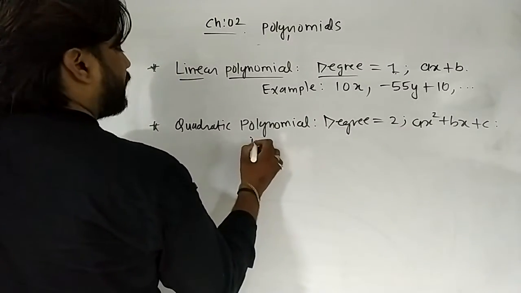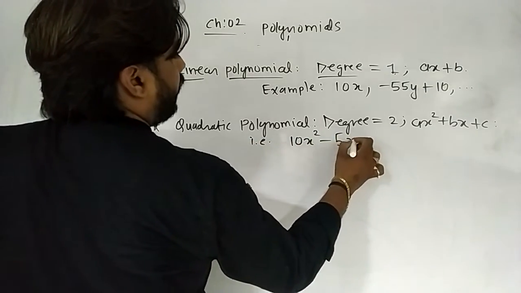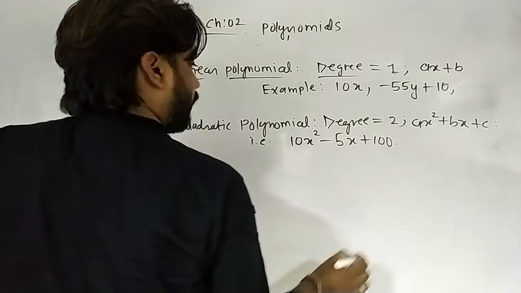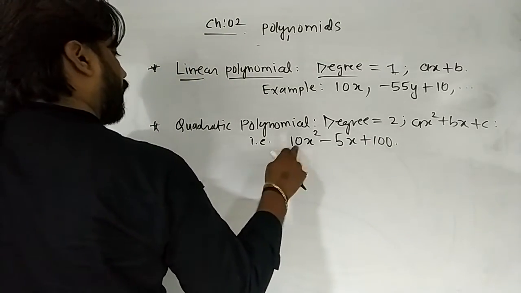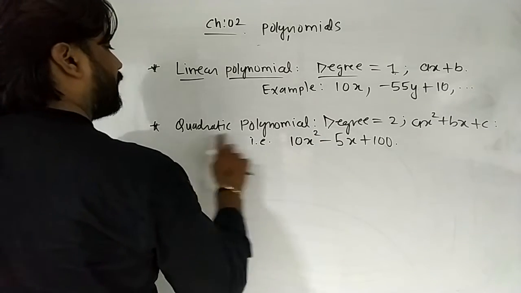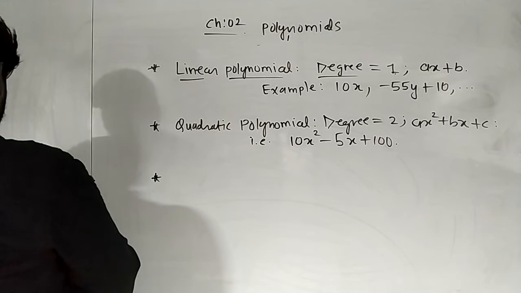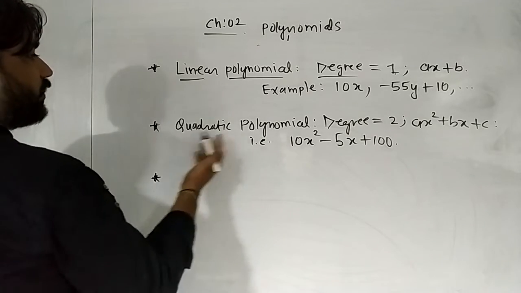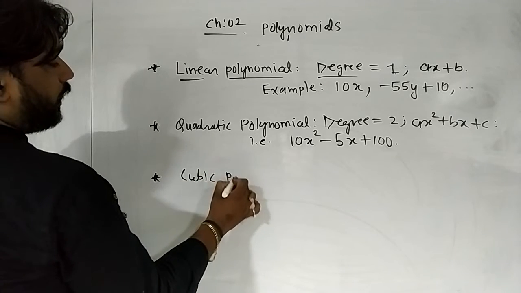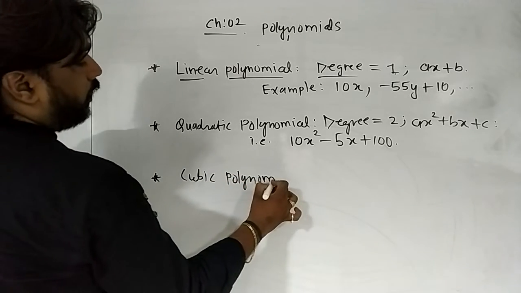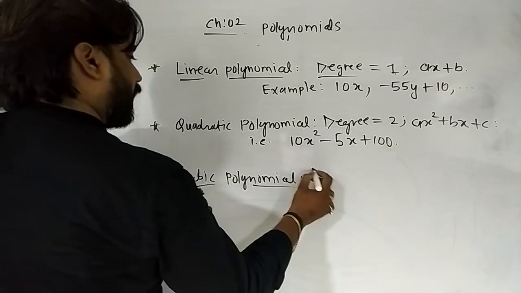Let me take one of the examples: 10x square minus 5x plus 100. You can see that in this polynomial, the degree of the polynomial is 2. So this is what? A quadratic polynomial. Similarly, now let me check the last term, that is what? Cubic polynomial. So simple बात है, उसमें क्या होगा?